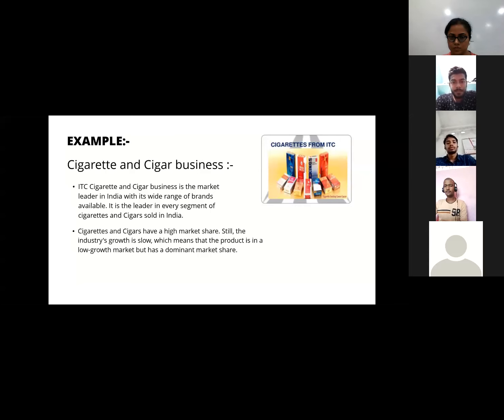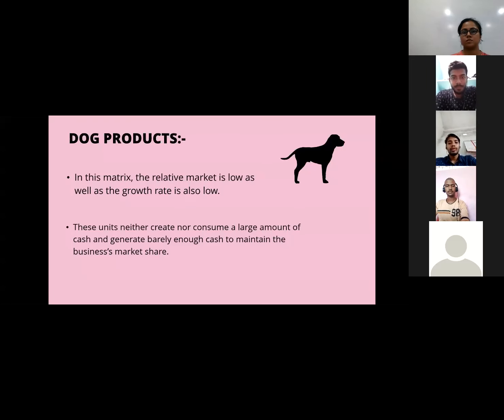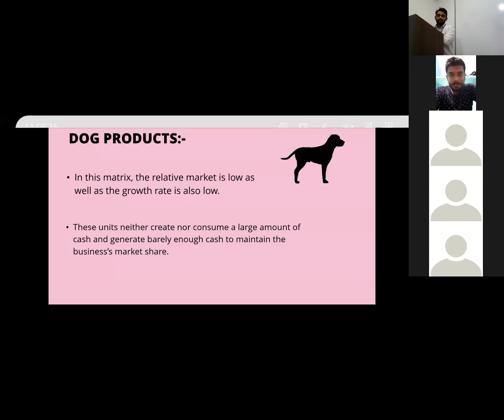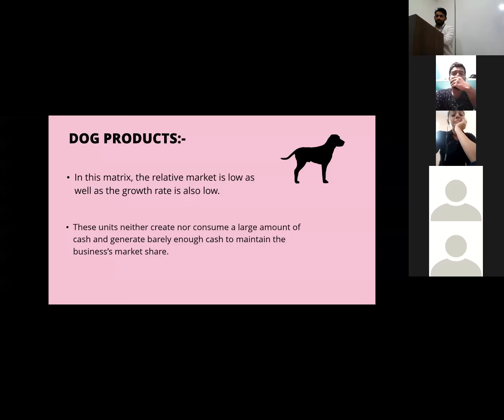And for the next explanation, I would like to call my friend Shamail Karim for the next matrix. Good afternoon to all of you. My name is Shamail and I'm going to present the last matrix. Yes, ma'am. I'm going to explain the last matrix, that is the dog matrix.